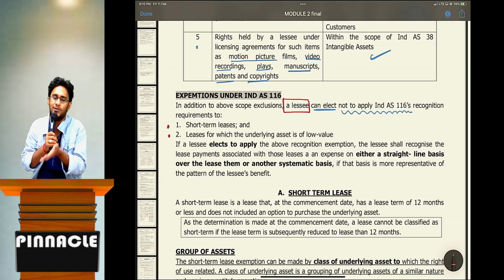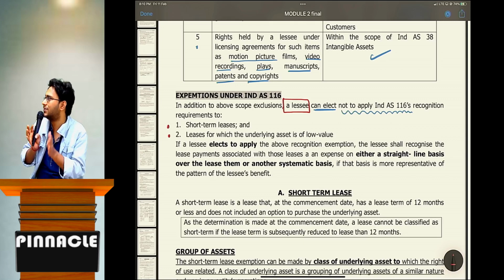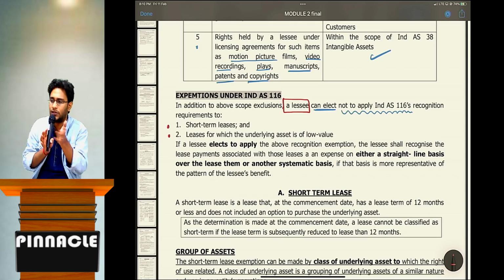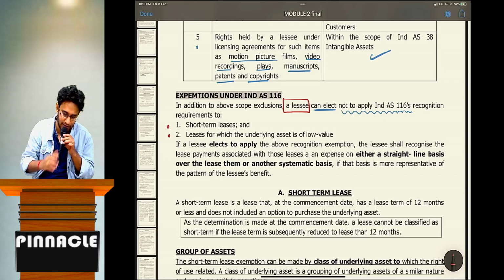Lease liability again, interest will come to P&L only. So don't take the trouble. Keep it simple, throw it off into P&L account. So this is the short-term lease.